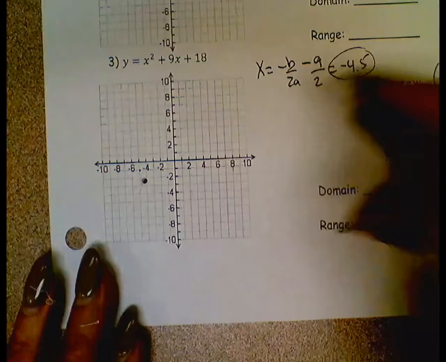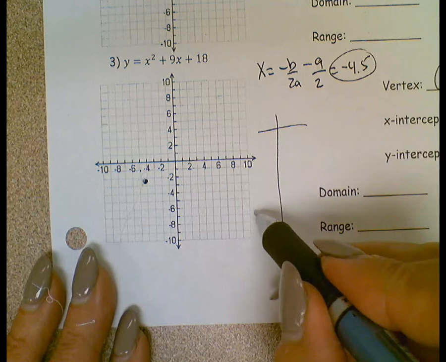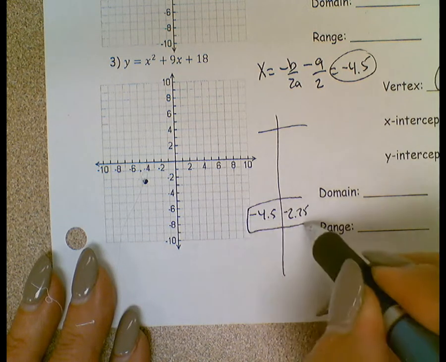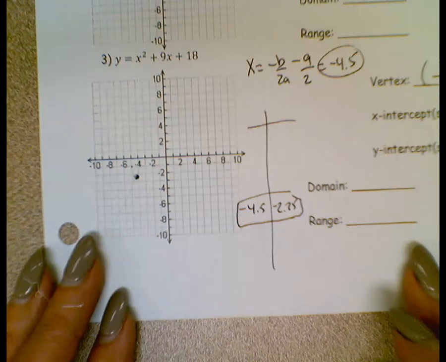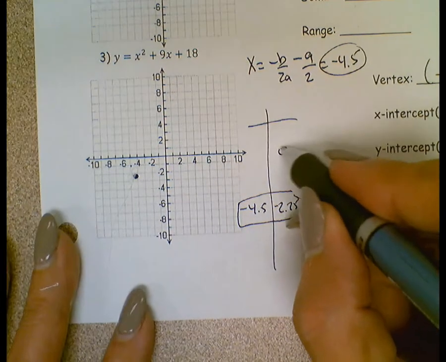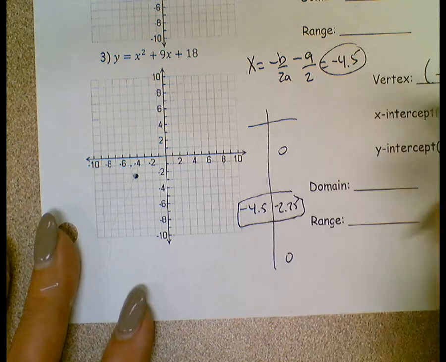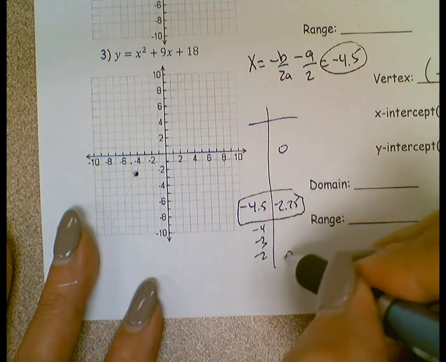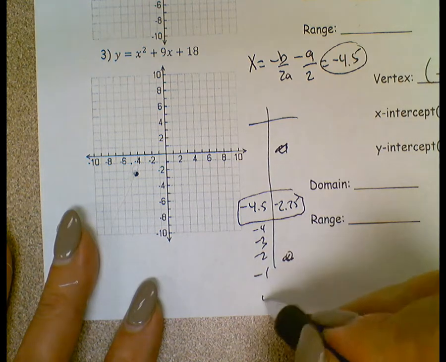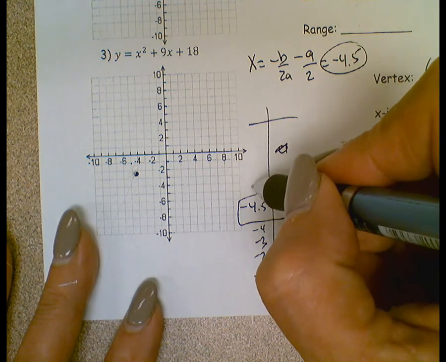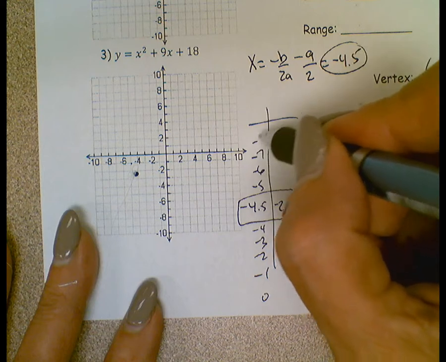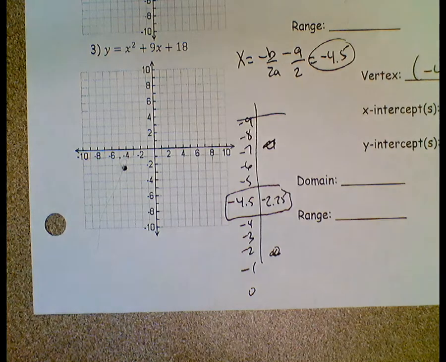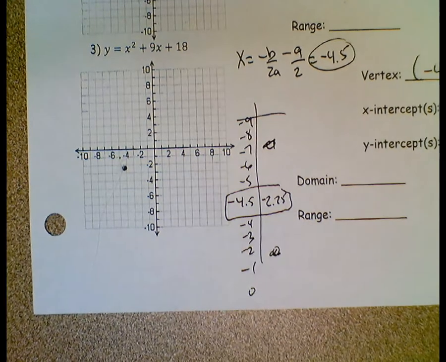All right, so to get the rest of the points, my vertex is negative 4.5, negative 0.25. So that should be somewhere in the center of your t-table. I need to know when the x's are 0, and I need to know when it's just plain 0. So we have negative 4, negative 3, negative 2. Let me get rid of these zeros. Negative 1, 0. Up here would be negative 5, negative 6, negative 7, negative 8, negative 9. I don't need all of these. I need some of these so I can graph and find my zeros. So there's going to be 3 zeros.